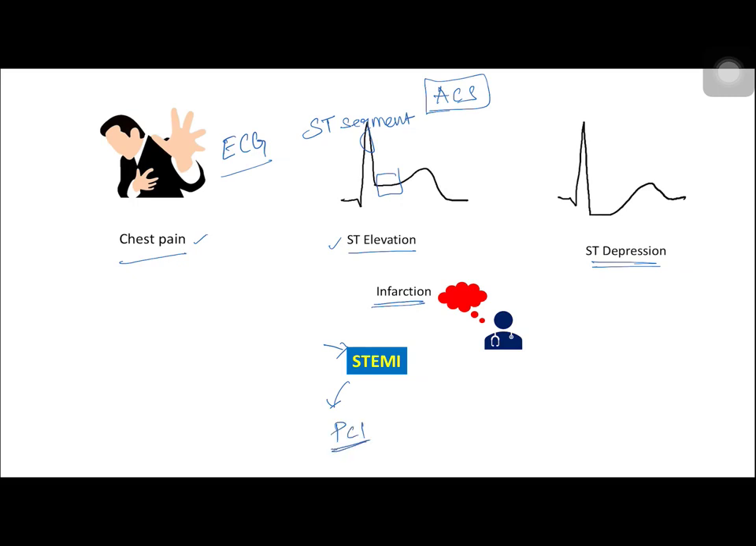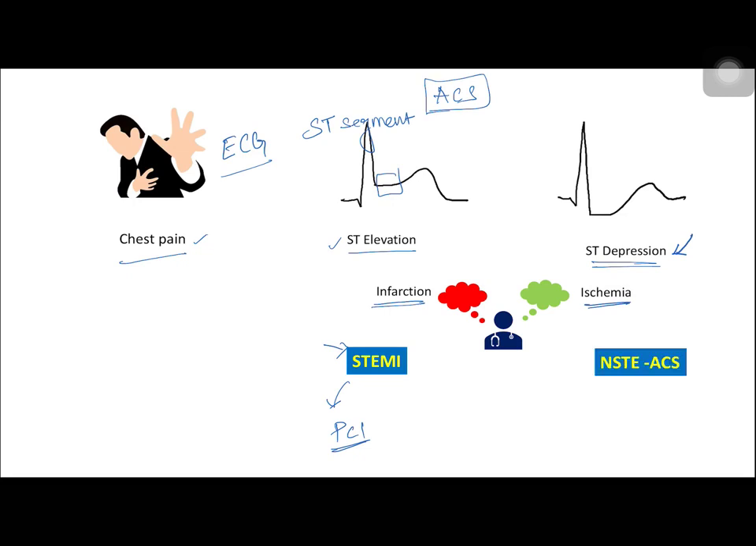But if a person with chest pain has ST segment depression, then the physician thinks of ischemia rather than infarction. And this is due to decreased blood supply and it is causing an unstable angina. The patient is then labeled as NSTE acute coronary syndrome, that is non-ST segment elevation acute coronary syndrome. This is most likely due to a subendocardial ischemia, which happens due to a decreased blood supply rather than a complete loss of blood supply.